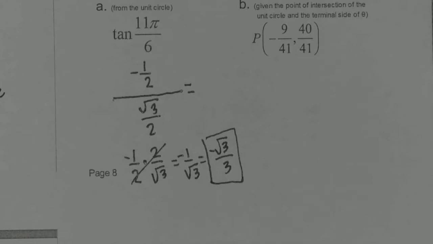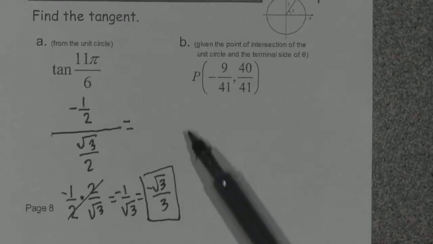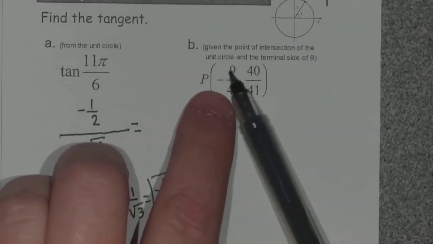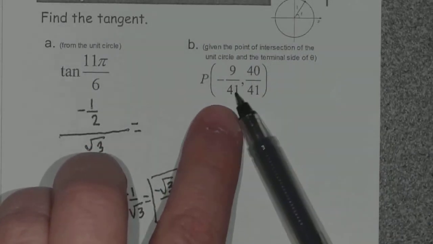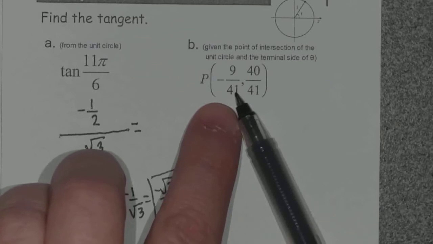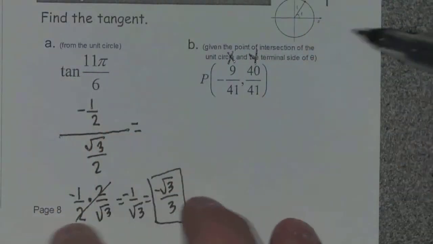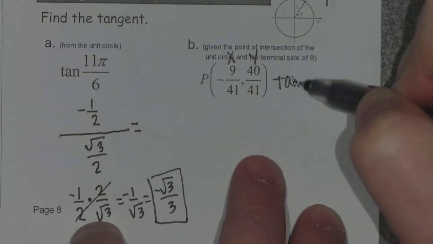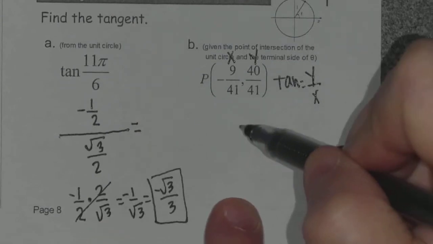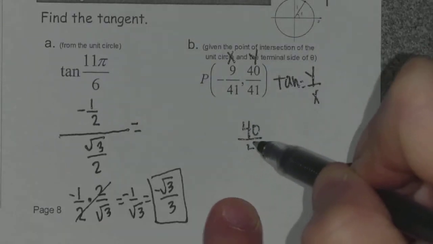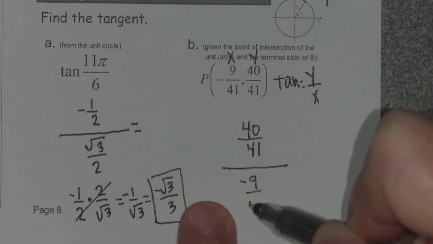Okay? All right. So next example says find the tangent. Again, this is the point of intersection of the unit circle and the terminal side of our angle, meaning our angle stops at this ordered pair. So this again is my x value and my y value. If I'm finding the tangent, I'm finding y divided by x, right? So my y value is 40 over 41. My x value is negative 9 over 41.